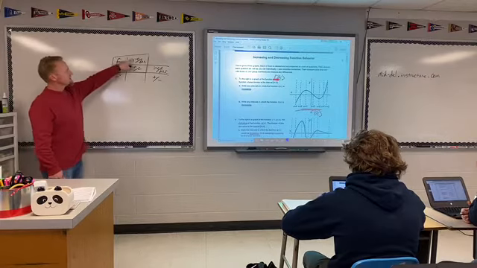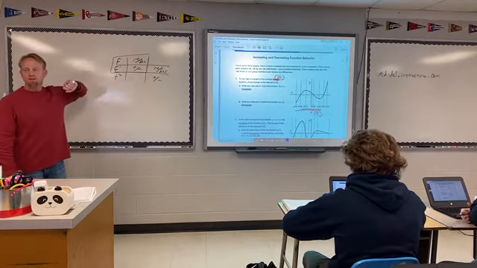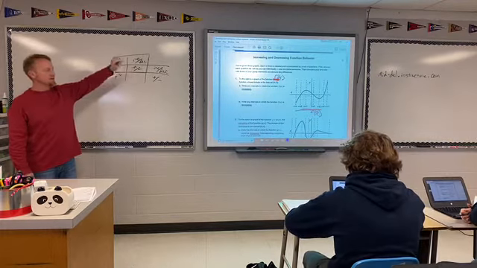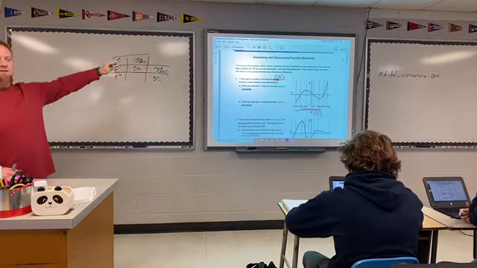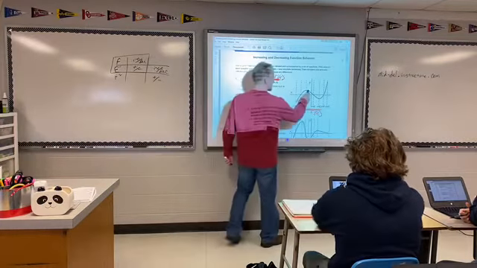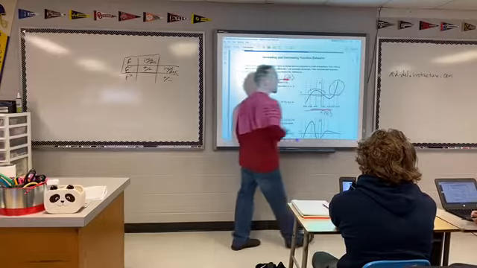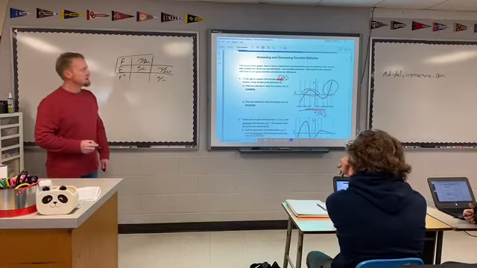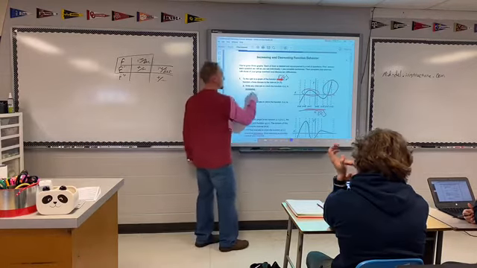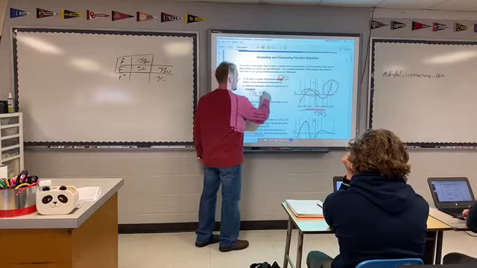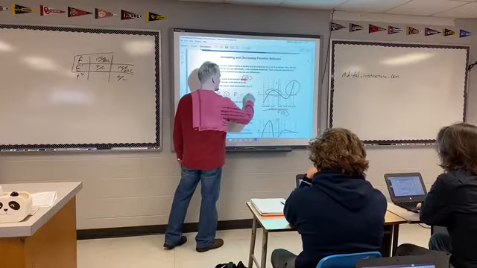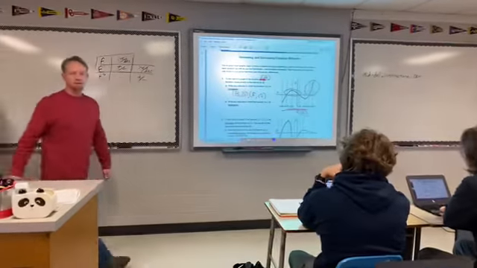So, given a graph of f prime, I want to determine when f is increasing. So I want to know when is f increasing, which means I need to be looking for what? All points in which f prime is positive. And if I'm looking at a graph and I want to know when that function is positive, that means it's got to be where? Above the x-axis. So that means I'm interested in this section right here, and I'm interested in that section right there. Okay? So what's that first interval? B to D. Okay. And then what? F to G. Everybody good with that?